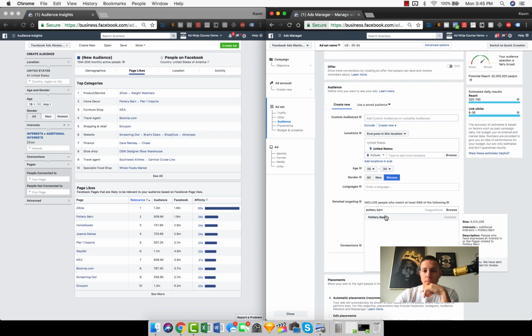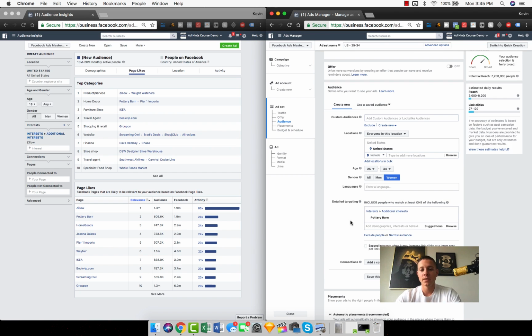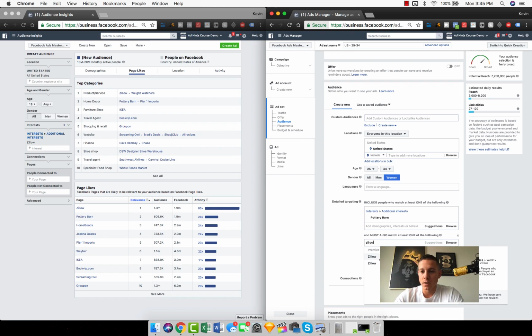So we'll select that one. Obviously, the basis of our advertising campaign here would be people who are interested in Zillow. So we're going to narrow the audience here and put Zillow. So this means that it must also match. And make sure not to accidentally choose employers here because it's only 2,800 people. But we are going to choose the interest of Zillow itself. So we see that we have 3.3 million people who are interested in Zillow and also interested in Pottery Barn.